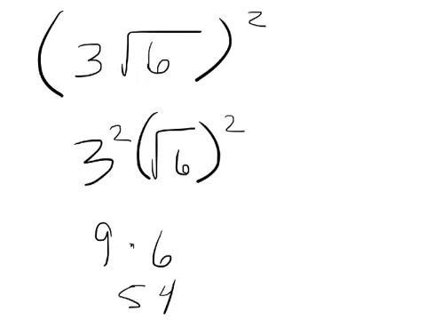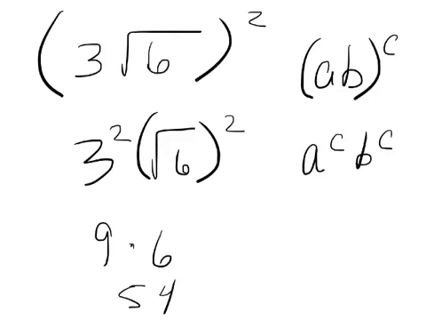Okay? Make sense? So again, remember the law of exponent. This is this. Correct? You distribute the c to both terms. Same thing. Okay, you square the 3. That'll give you 9. You square the root 6 to give you 6. 9 times 6 is 54. Other questions? Good questions, guys.